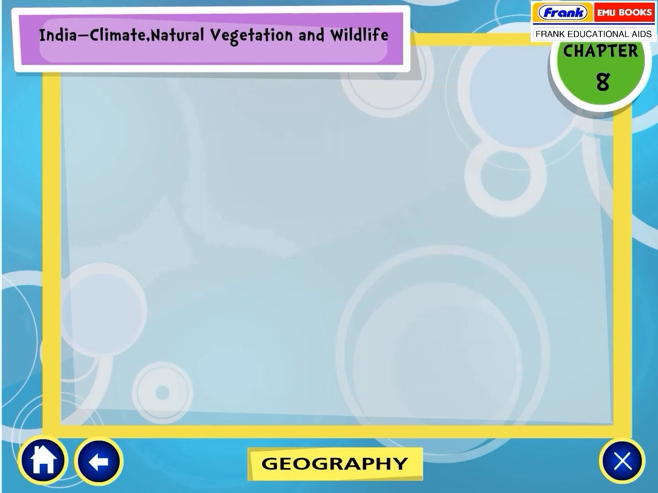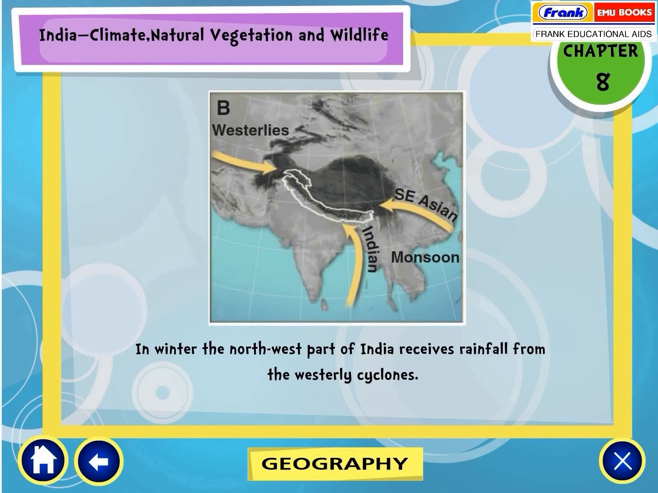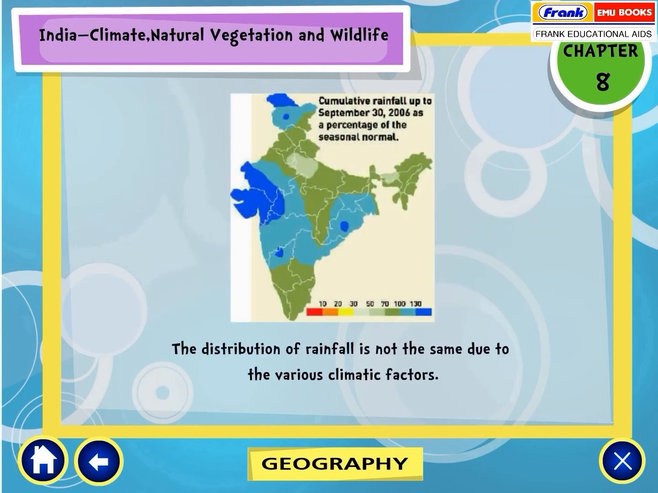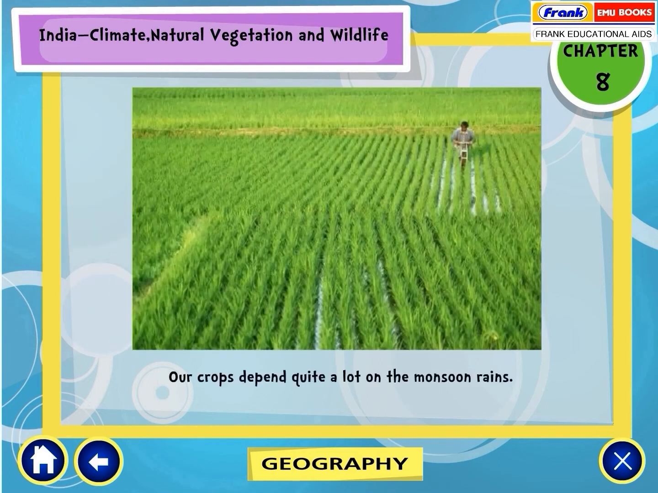In winter, the northwest part of India receives rainfall from the westerly cyclones. The distribution of rainfall is not the same due to the various climatic factors. Our crops depend quite a lot on the monsoon rains.